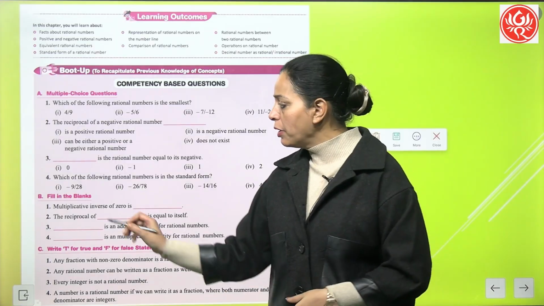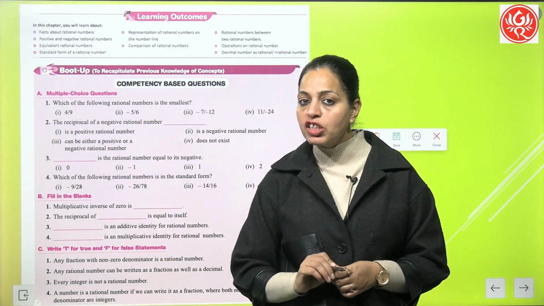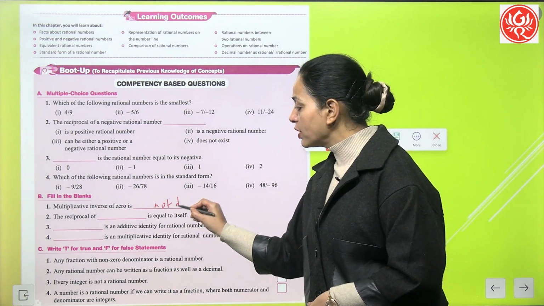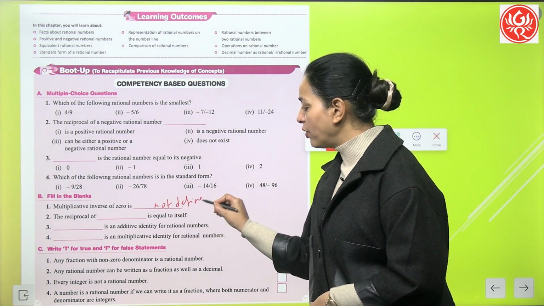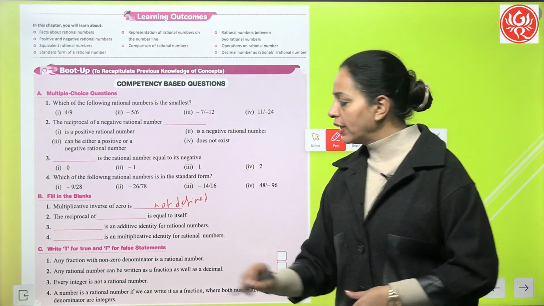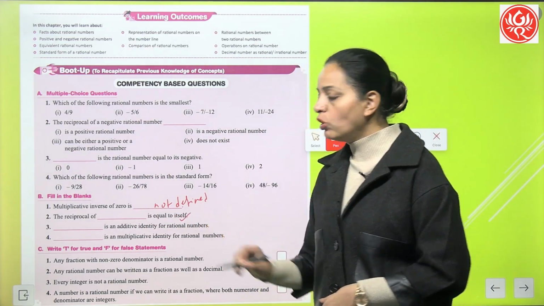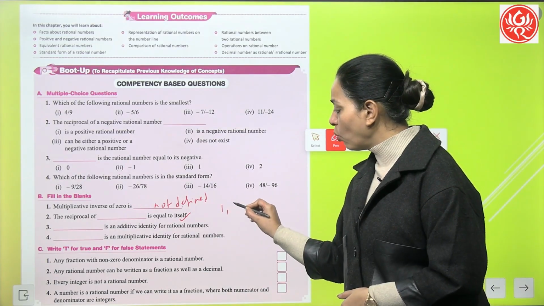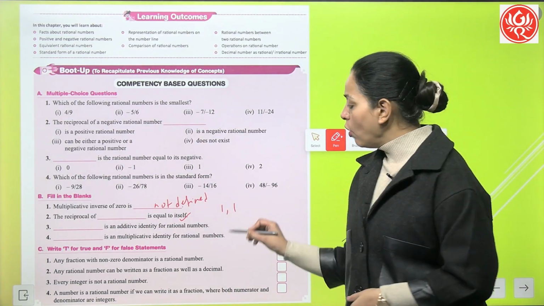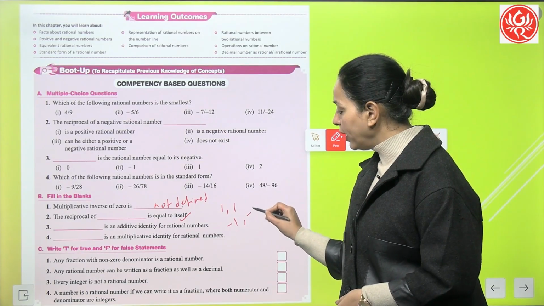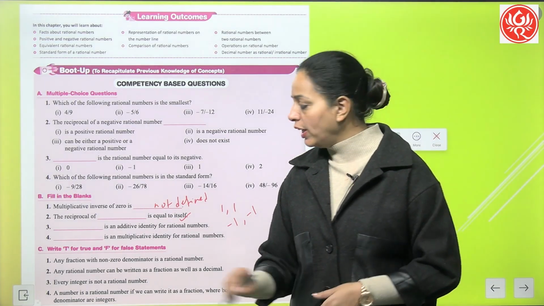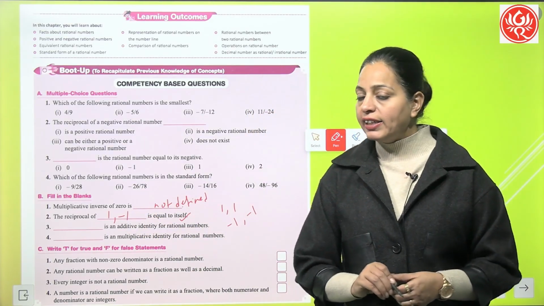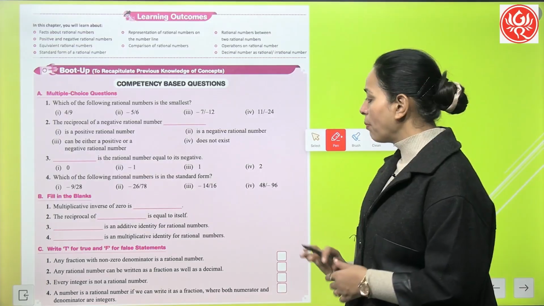The first one, multiplicative inverse of 0 is, that is not defined because that is infinity, right? So the second one, the reciprocal of dash is equal to itself. Which number's reciprocal? If we take the reciprocal of 1, that is 1 only, and if we take the reciprocal of -1, that is -1 only. So the reciprocal of 1 and -1, they are equal to those numbers only.